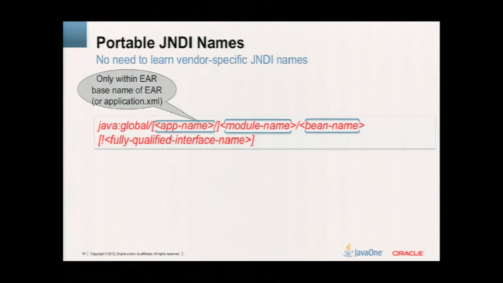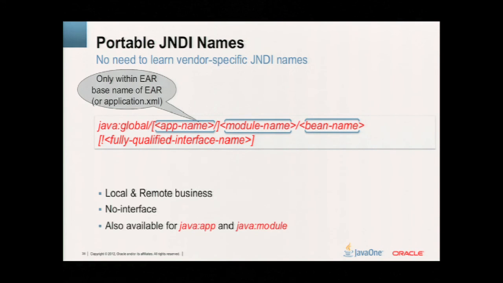Okay, so app name is optional. If you deployed your bean inside an ear, then app name is present. If there is no ear, if it is a war or jar that you deployed, then app name will be missing.